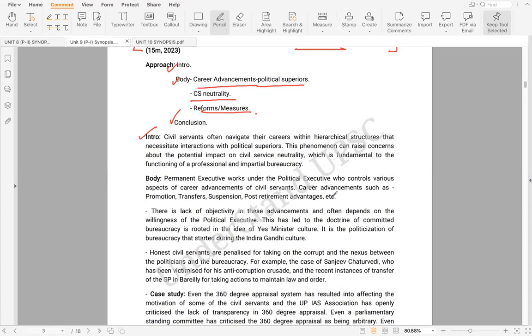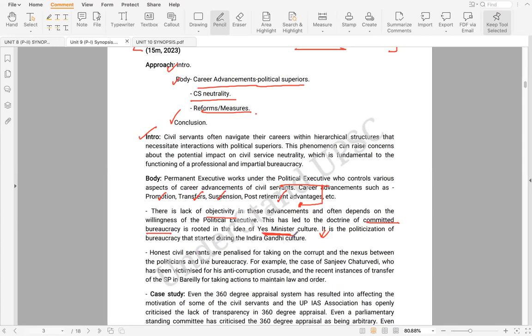The permanent executive works under the political executive, who controls various aspects of career advancement of civil servants, such as promotions, transfers, suspensions, and post-retirement advantages, all of which lie with the political executive. Therefore, there's a higher role of their intervention and interference. There's a lack of objectivity in these advancements, which often depend on the willingness of the political executive. This has led to the doctrine of committed bureaucracy, which is also rooted in the idea of Westminster culture.